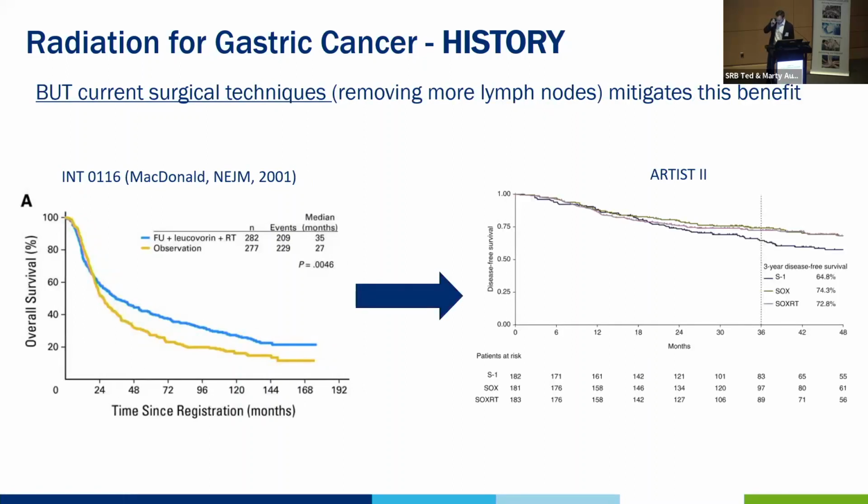But this has been recently updated, and when chemoradiation is compared to just chemotherapy, and specifically multi-agent chemotherapy, when the surgeon is able to do a more expansive lymph node dissection, there actually is not a benefit to giving chemoradiation for these patients, even with node-positive disease. And so really, this has fallen out of favor, especially in the adjuvant setting, when that toxicity from radiation is even higher.